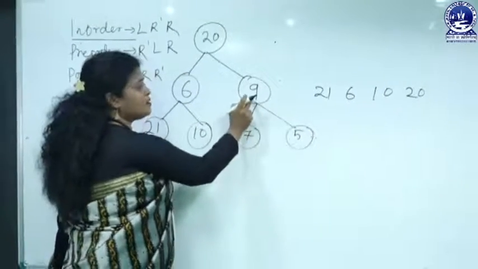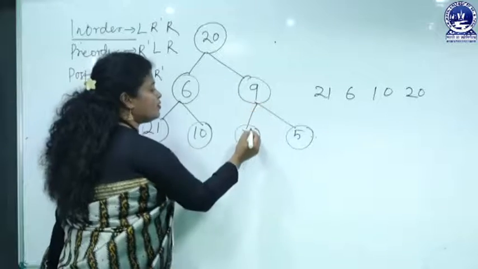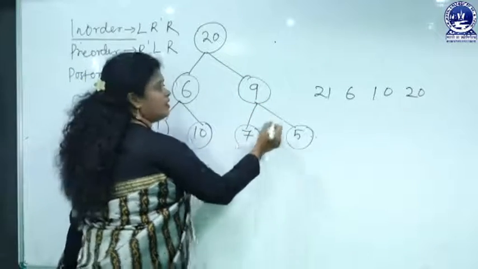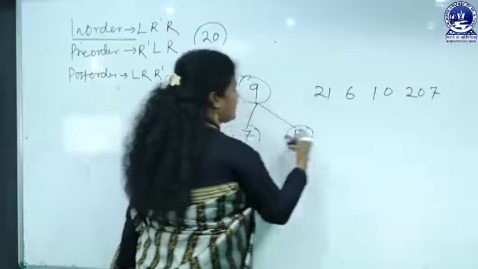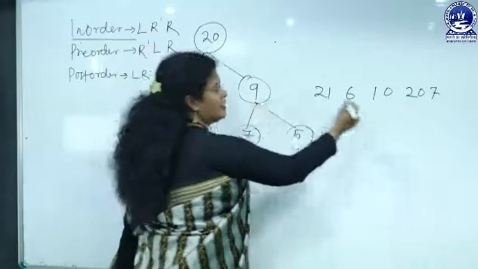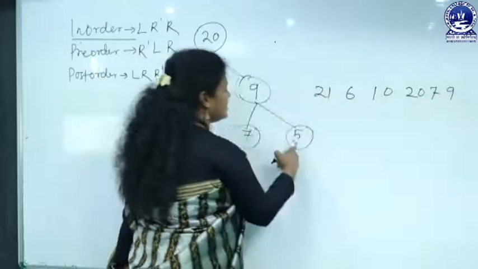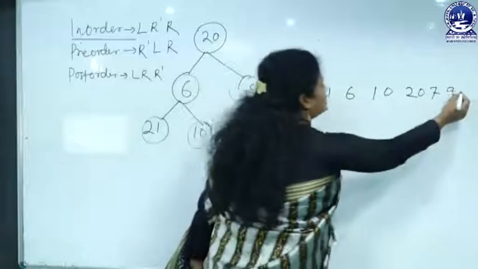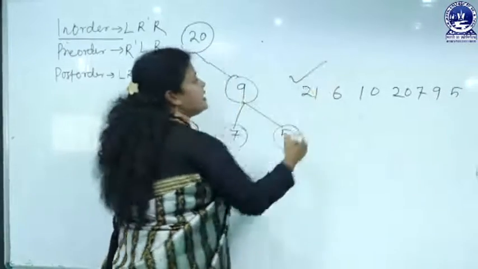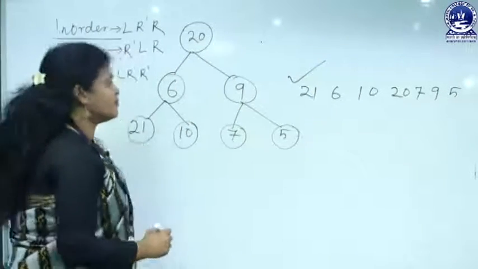When we move towards the right, we will move to 7, then we will get output 7, then we will go back and the output is 9, then we will come here, output is 5. This is in case of in-order traversal.